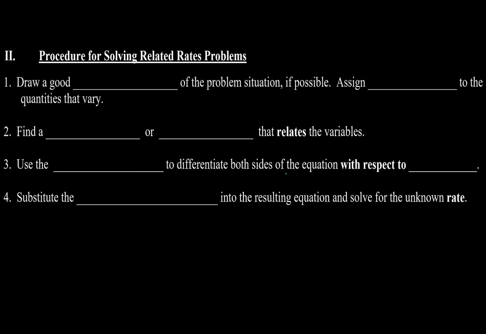Let's look at the procedure for solving related rates problems. First of all, draw a good picture. In fact, draw hundreds of pictures. So I'm not going to get rid of that: draw good pictures. Hundreds of them. Draw good pictures of the problem situation. If possible, assign variables to the quantities that vary.